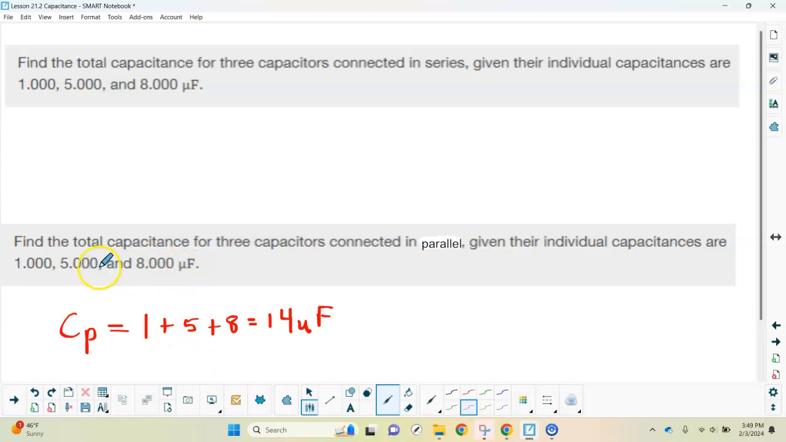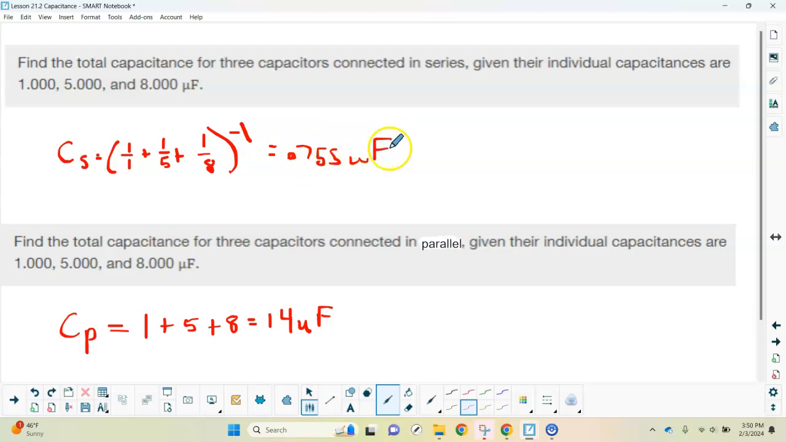If this was micro and this was milli and this was nano, you'd have to convert all of them to a common one and then get the answer. For series, it's a little bit more challenging. So it would be the inverse, so it would be 1 over 1 plus 1 over 5 plus 1 over 8. And then you take the inverse of all those. I just used the calculator and did it. So this turns out to be, once you add them, flip them, add them, and then take the inverse, you get 0.755, and it's microfarads because that's the same unit for all of them.